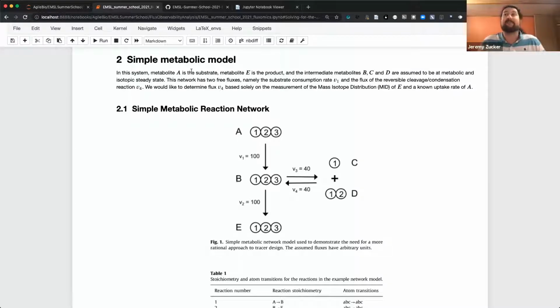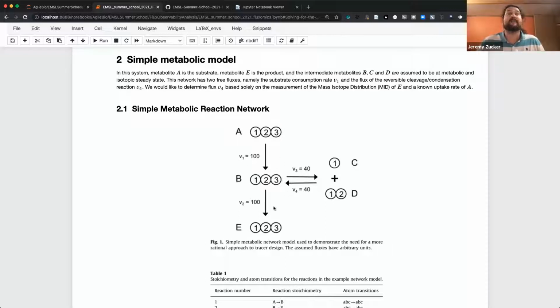So let's start off with a simple metabolic model. In this system, metabolite A is the substrate, metabolite E is the product, that's the thing that we care about, and the intermediate metabolites B, C, and D are assumed to be at metabolic steady state. So these guys aren't changing, and isotopic stationary state. So their MIDs are not changing.